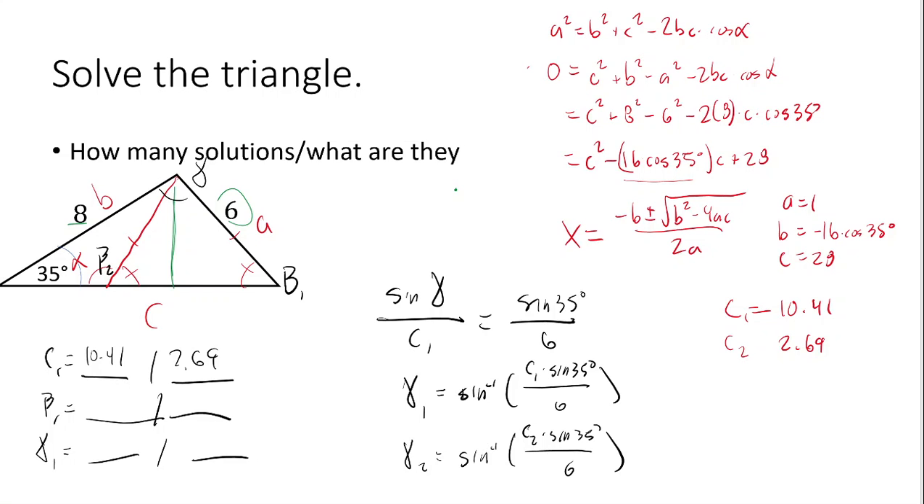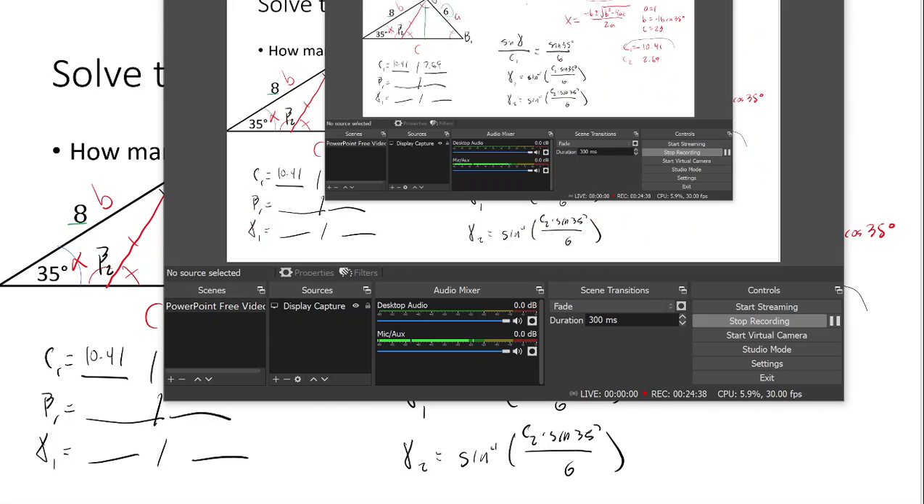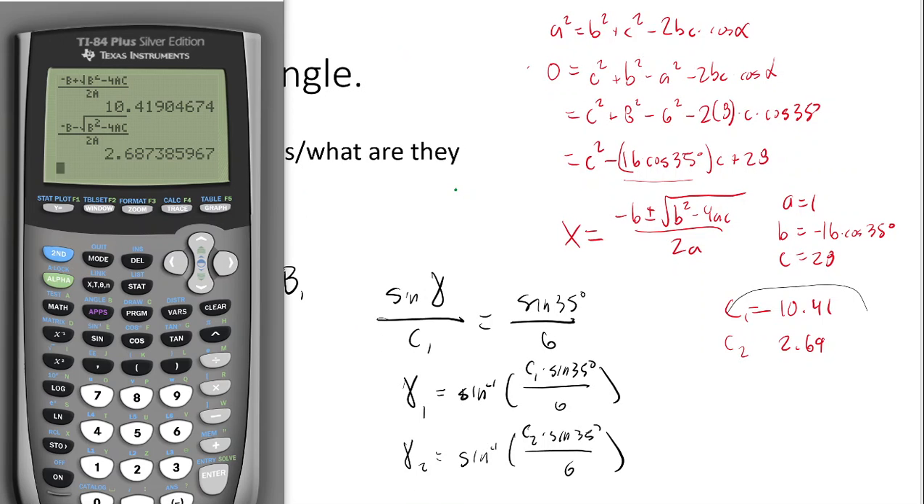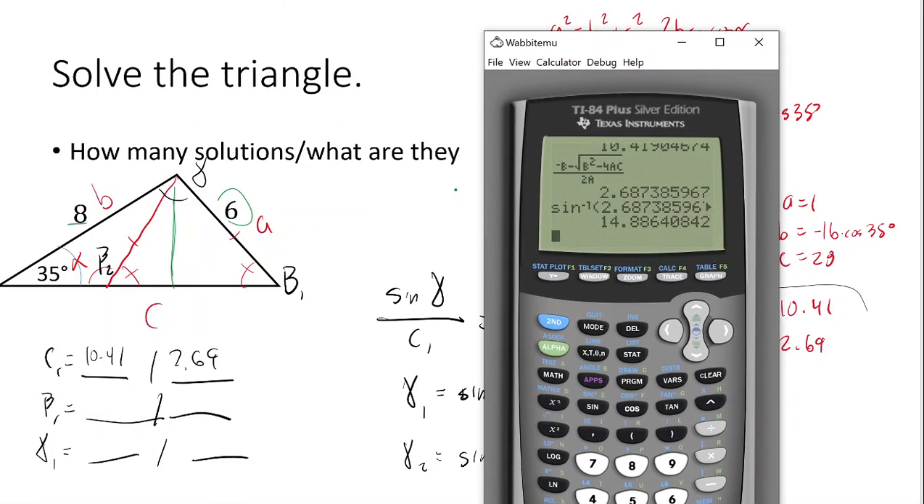We'll just use these rounded values for now because I don't think I have them saved nicely in the calculator. Well, we can actually use the exact values. So inverse sine of this value times the sine of 35 degrees divided by 6 gives us one possible value for gamma of 14.8, and that's when we had the small one. So 14.9 degrees.